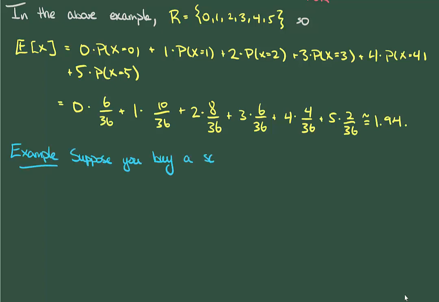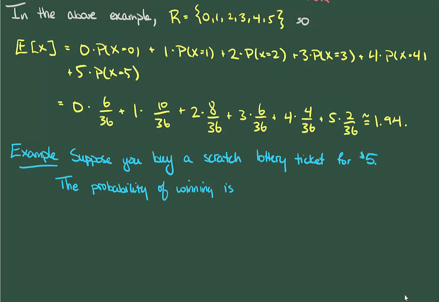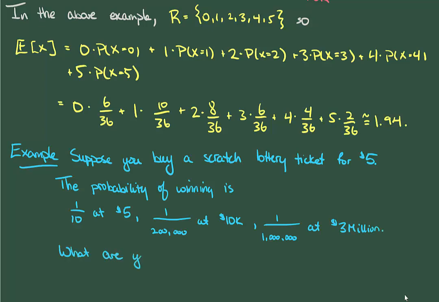Okay, let's do some gambling. Suppose that you buy a scratch-based lottery ticket and it costs you $5. If you look on the back of those tickets, they actually tell you the odds of winning. So in this case, let's say that there's a 1 in 10 chance of winning $5, a 1 in 200,000 chance of winning $10,000, and a 1 in a million chance of winning $3 million. The question is, what are your expected winnings?